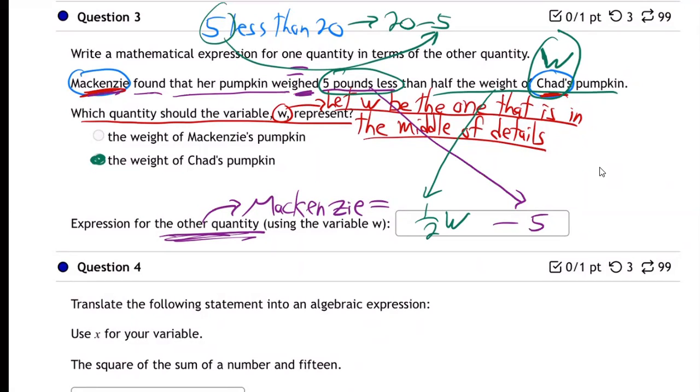So half the weight of Chad's pumpkin minus 5. Or another good, true way is W over 2, because that's the same thing as half. You could put a half in the front, or you could just divide by 2. Either way, you're taking half of W. Both are right. And then you have to have the -5 at the back. So there we go. We let W be Chad's pumpkin, and then the expression for Mackenzie's is half of W, or W over 2, minus 5.